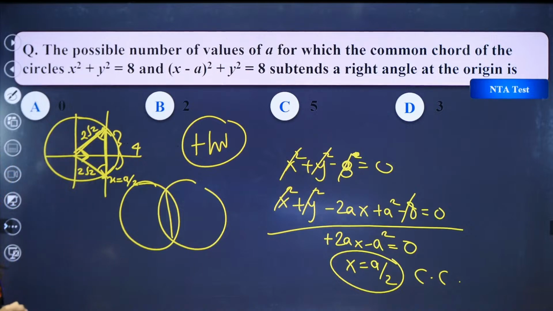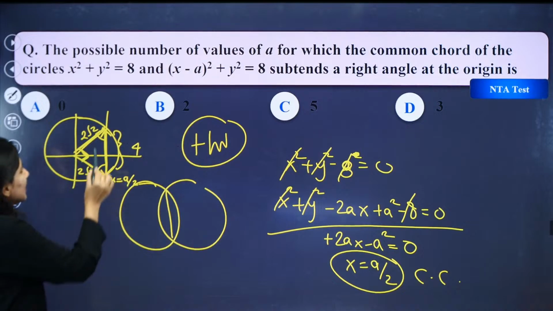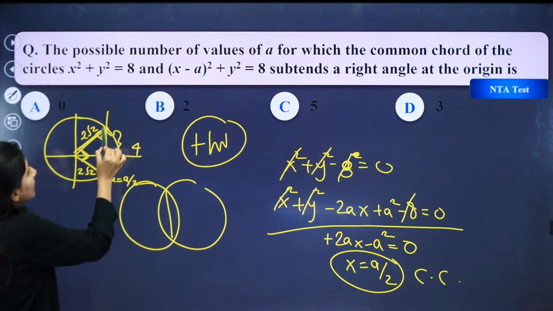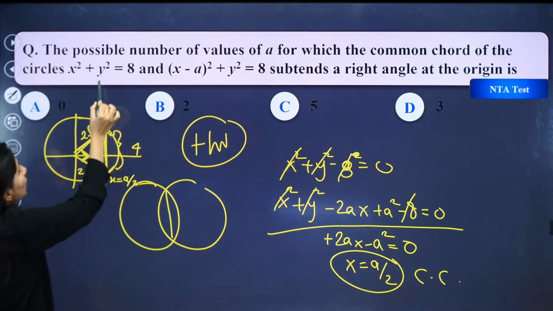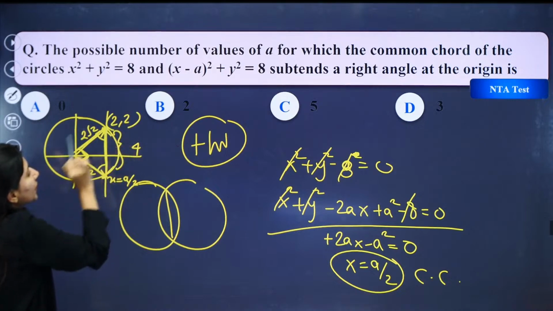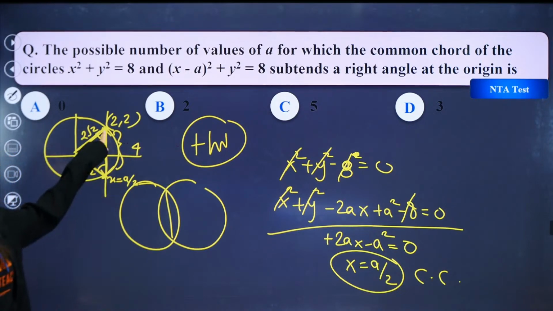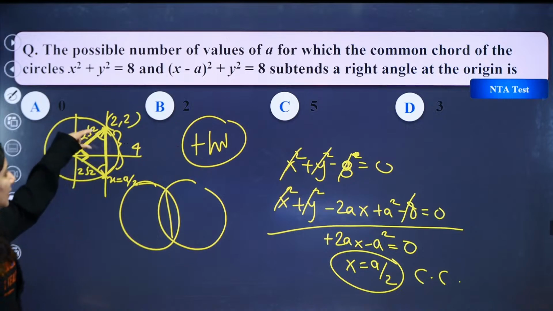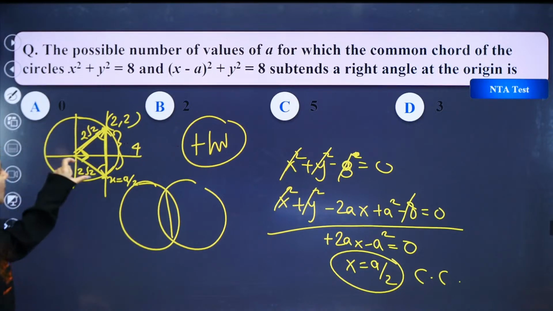This length would be 4, right? x equals a by 2 will be 4. So if this length is 4, that means the y coordinate of this point will be 2. The moment you put y coordinate 2, the x coordinate would also be 2. So basically 2 comma 2 is this point. This point is nothing but 2 comma 2, right? Because this is 2 root 2, this is 2 root 2.